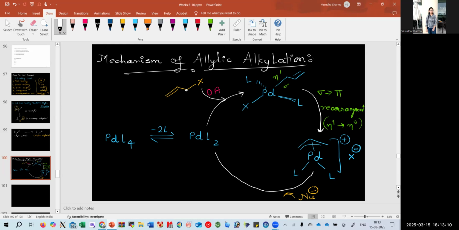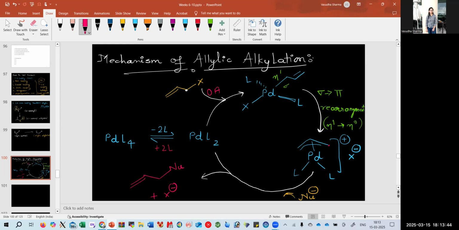Right? So what would happen? This is going to give out your product, which is this nucleophile can go and attack onto one of the positions of the alkyl and it would cleave out the group, forming the product and nucleophile with halogen going out, and then reforming the palladium L2. And when it is being given 2L again, the two ligands, it would reform your catalyst, which is palladium L4.